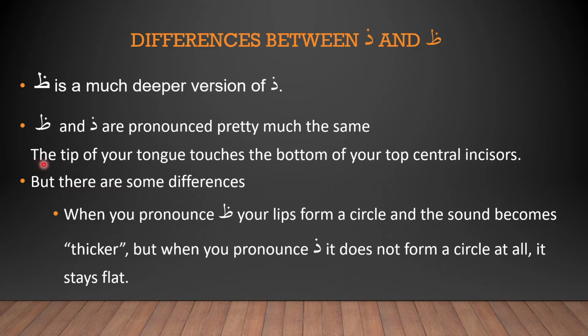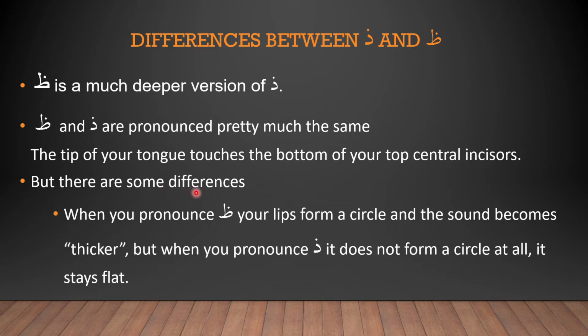Okay, let's look at the tip of the tongue. The tip of the tongue touches the bottom of your top central incisors. Dental knowledge here, dental people will be shocked. Central incisors means literally your top front teeth, okay? Same way as when you pronounce zal, you touch the bottom of your top front teeth. Similarly, when you pronounce Zha, you touch the bottom of your front teeth, the central incisors.